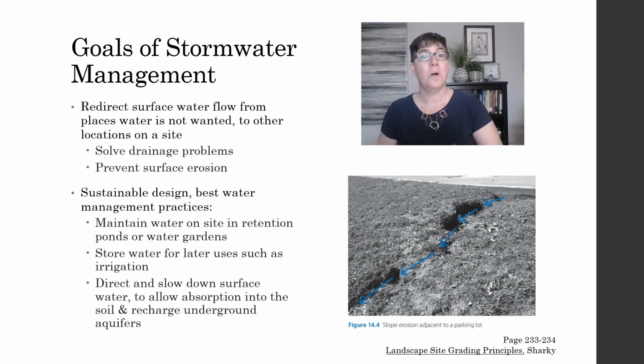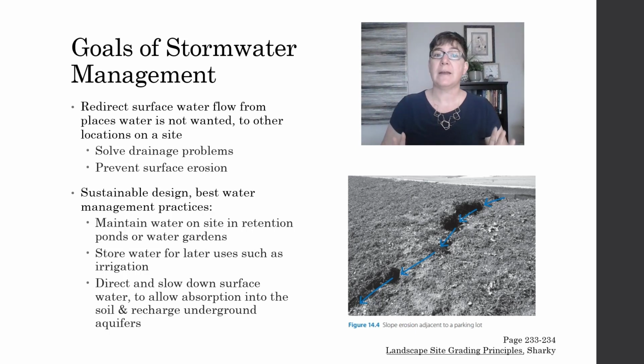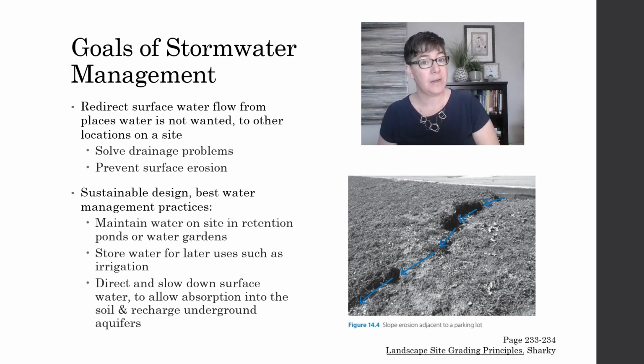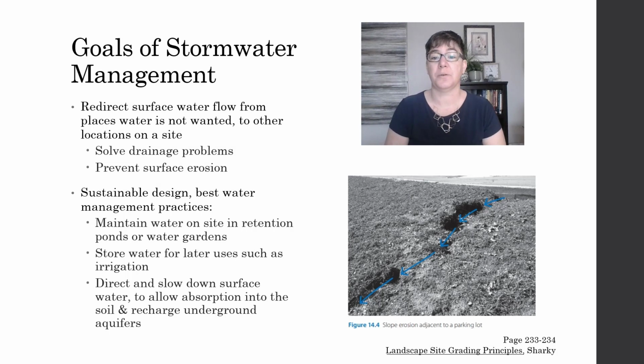So then our goal is to redirect the surface water flow from anywhere the water isn't wanted to other locations on the site. Right? And we do this in order to solve drainage problems and to prevent surface erosion. There's an image right here from your textbook of some slope erosion next to a parking lot, where too much of the stormwater has been directed.